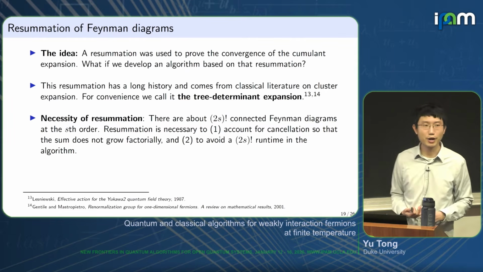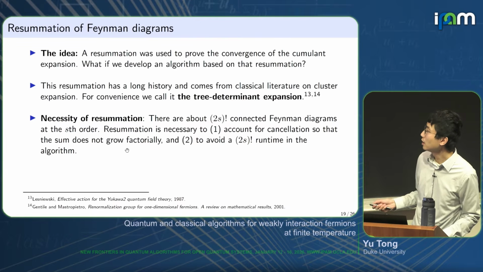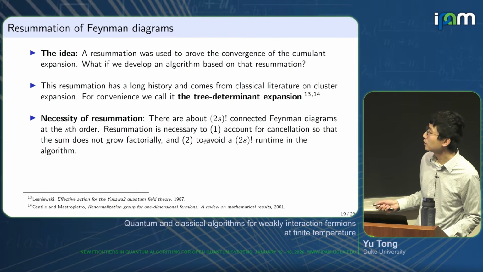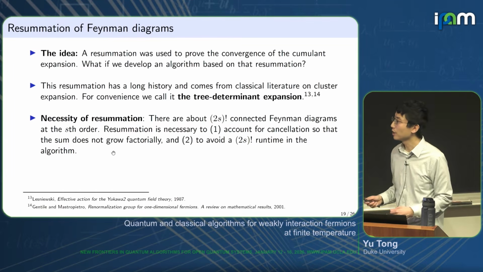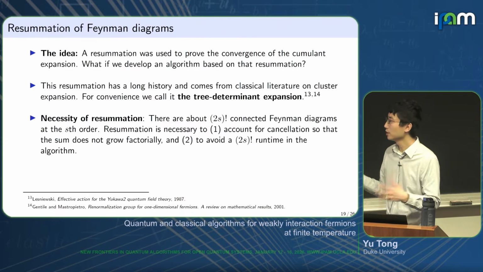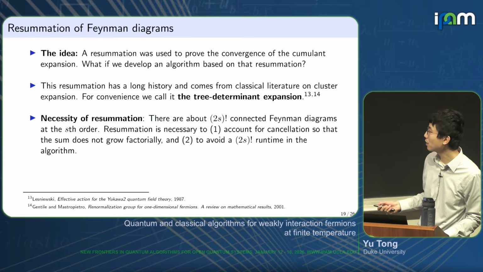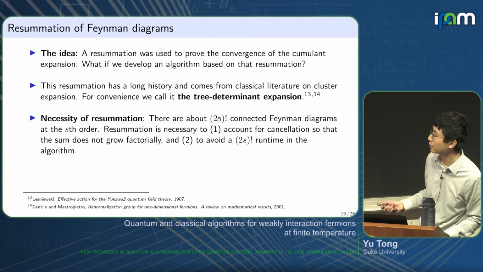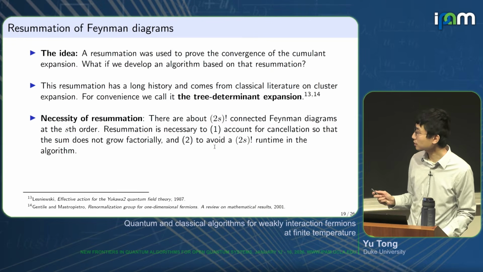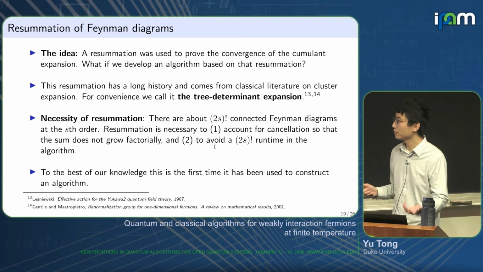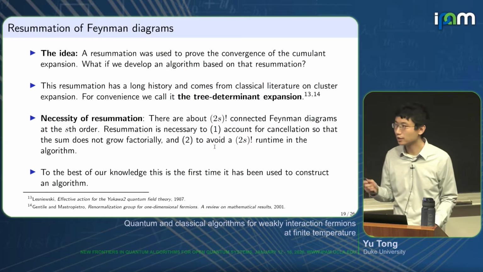The resummation is very necessary simply because there are too many Feynman diagrams. If you want to prove convergence, you need this resummation to account for cancellation between those Feynman diagrams. If they don't cancel, they will add up to something that blows up. And if you want a polynomial time algorithm, you need to avoid summing up (2s)! many things, so again that requires this resummation. To the best of our knowledge, this is the first time it has been used to construct an algorithm rather than to prove convergence.